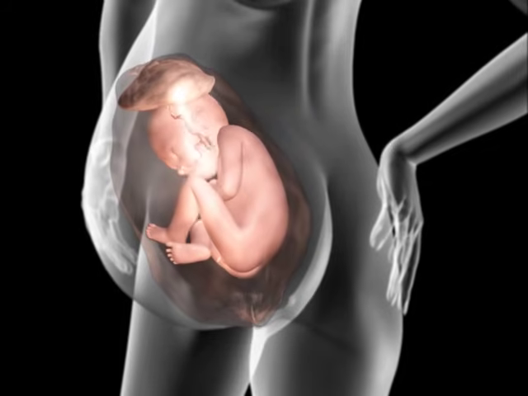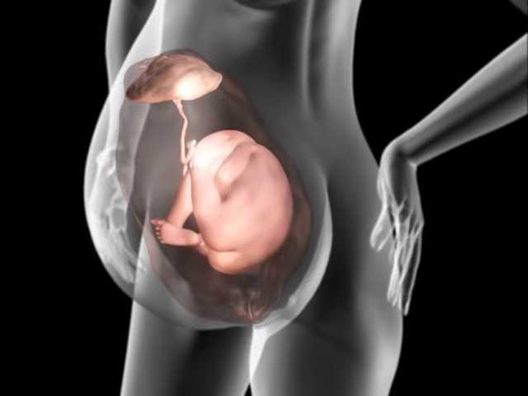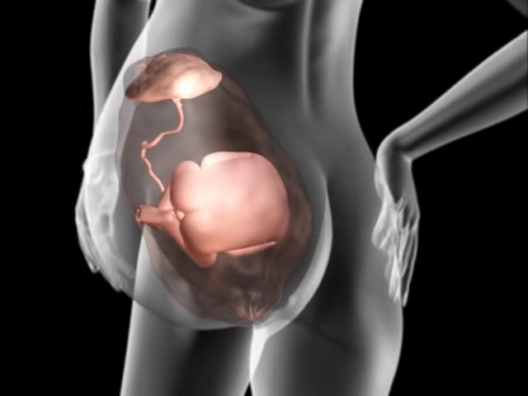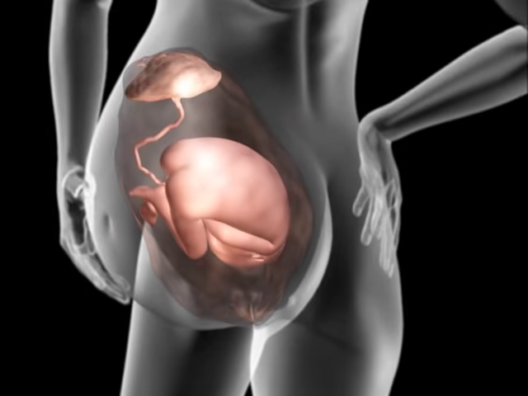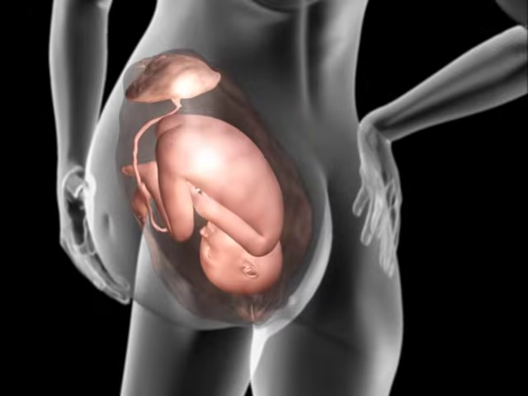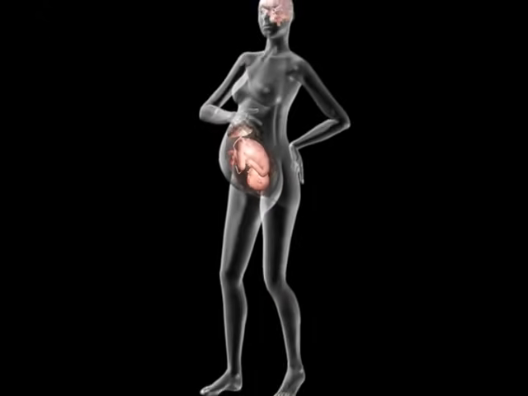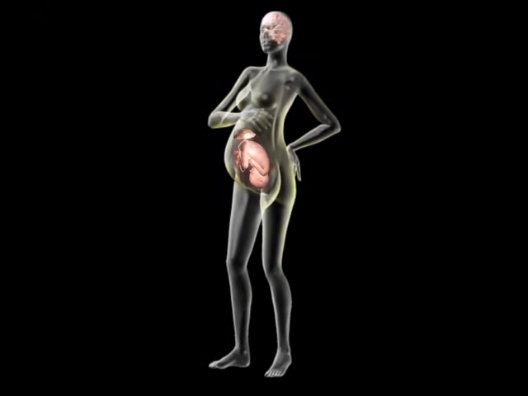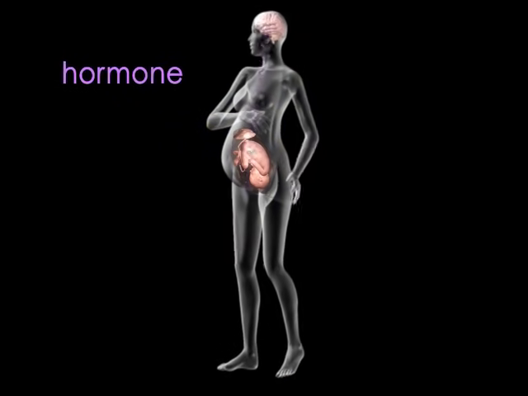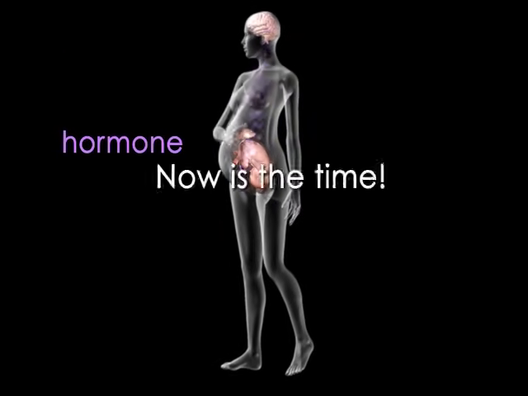The signals that indicate that birth is near are called labor. No one is sure what triggers labor to begin. Some think that the pregnant woman's body sends the message to the brain. Others think the fully developed baby sends the message. Either way, the brain secretes a hormone that says now is the time.